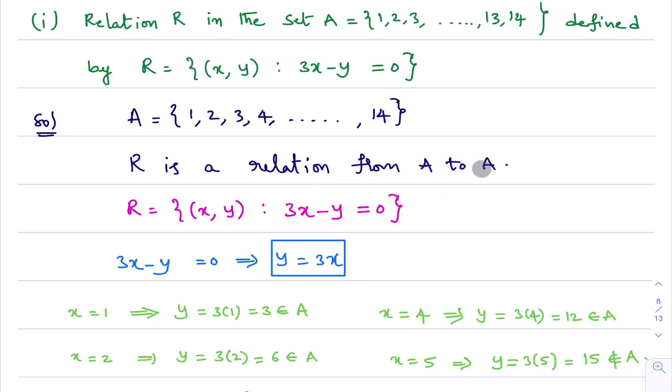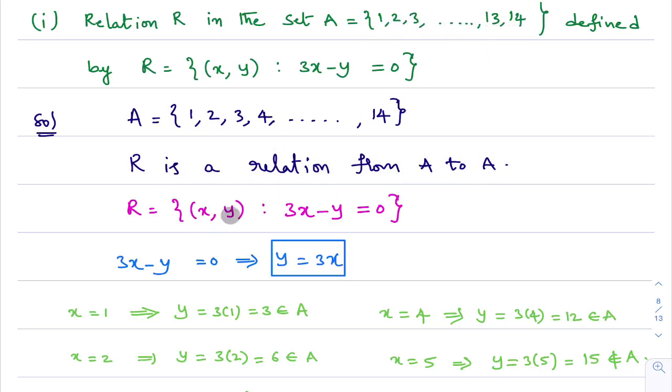What I am discussing now is very, very important. Listen carefully. x is in set A, so you can take x as 1, 2, 3, 4, 6, 7, 13, 14. Can you take x as 15? No, you cannot take x as 15 because x must be in set A. What is y? As the relation is from A to A, y is also present in set A, so y is also 1, 2, 3, 4, 5, 6 up to 14.